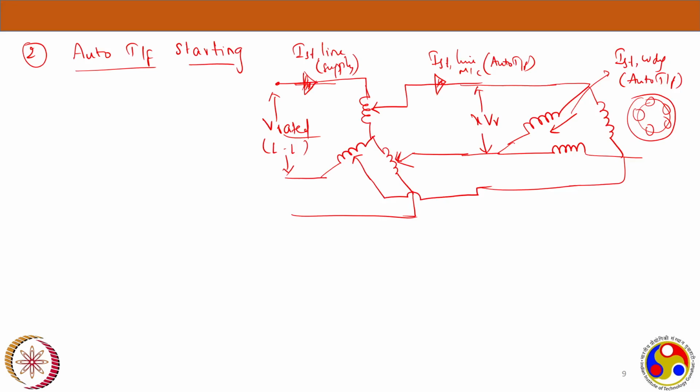Now, what is the starting current, that is the line current drawn by the machine? I am talking about this particular current. It will be root 3 times the phase current, so it will be root 3 times X V rated by Z_SC. Now our goal is to calculate the line current supplied by the supply. Now in a transformer, what is the condition?